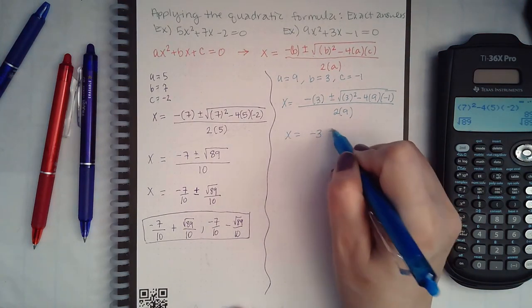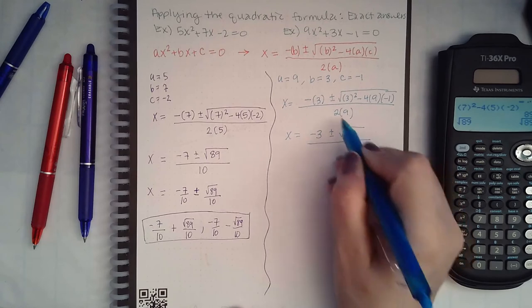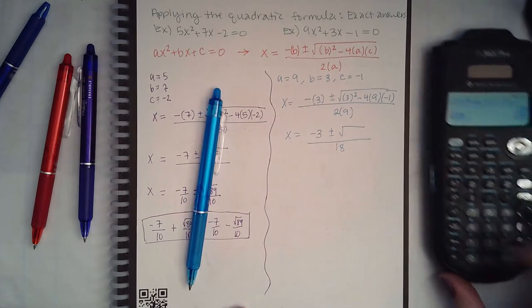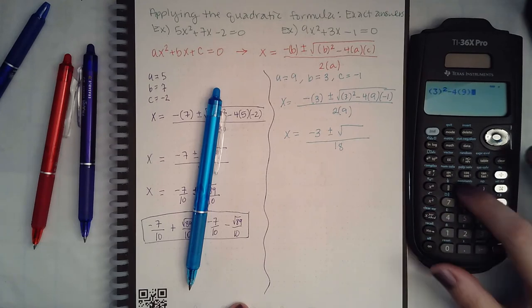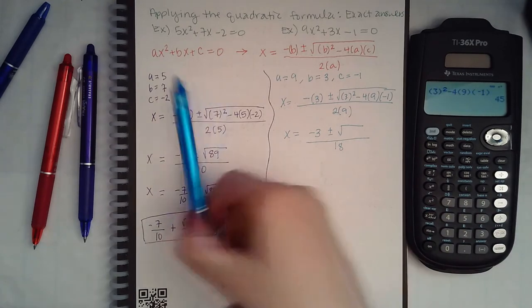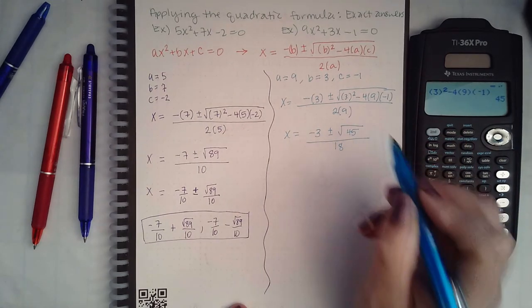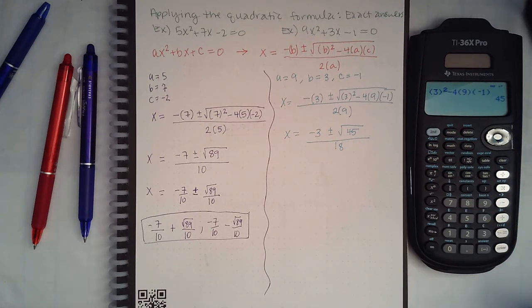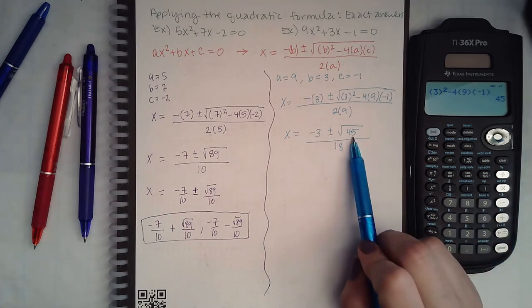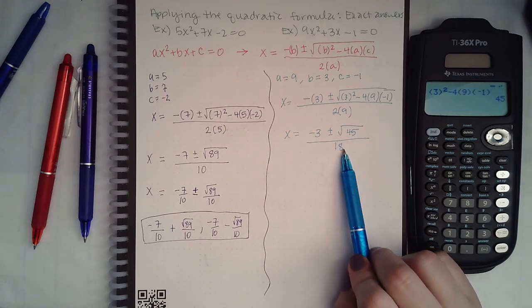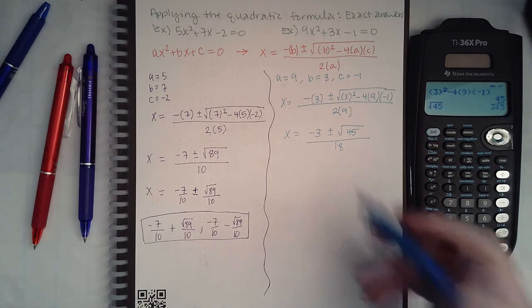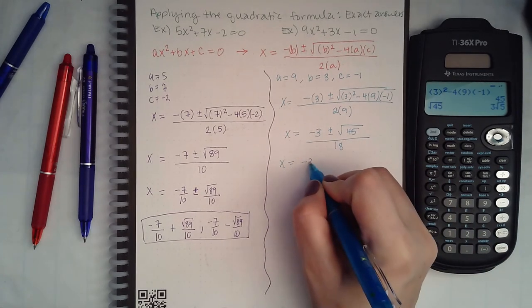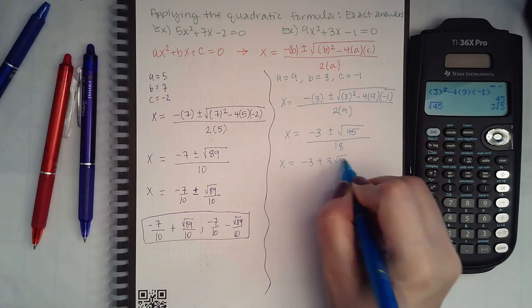So we get negative 3. We'll figure out what's inside that square root. And we have 18 at the bottom. So let's see. 3 squared minus 4 times 9 times negative 1. We get a 45 inside the square root, which is not a negative, so this will not result in an imaginary or complex solution, but I do believe the square root of 45 can be simplified. And it does. It simplifies into 3 square root of 5.